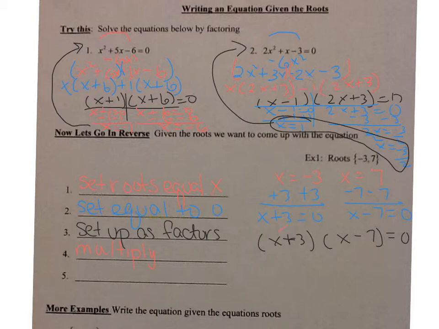Let's start. X times x is x squared. X times negative 7 is negative 7x. 3 times x is 3x. And 3 times negative 7 is negative 21, and that still equals 0. The last thing, step 5, I'm sure you know what that would be. That would be to clean it up and to simplify.